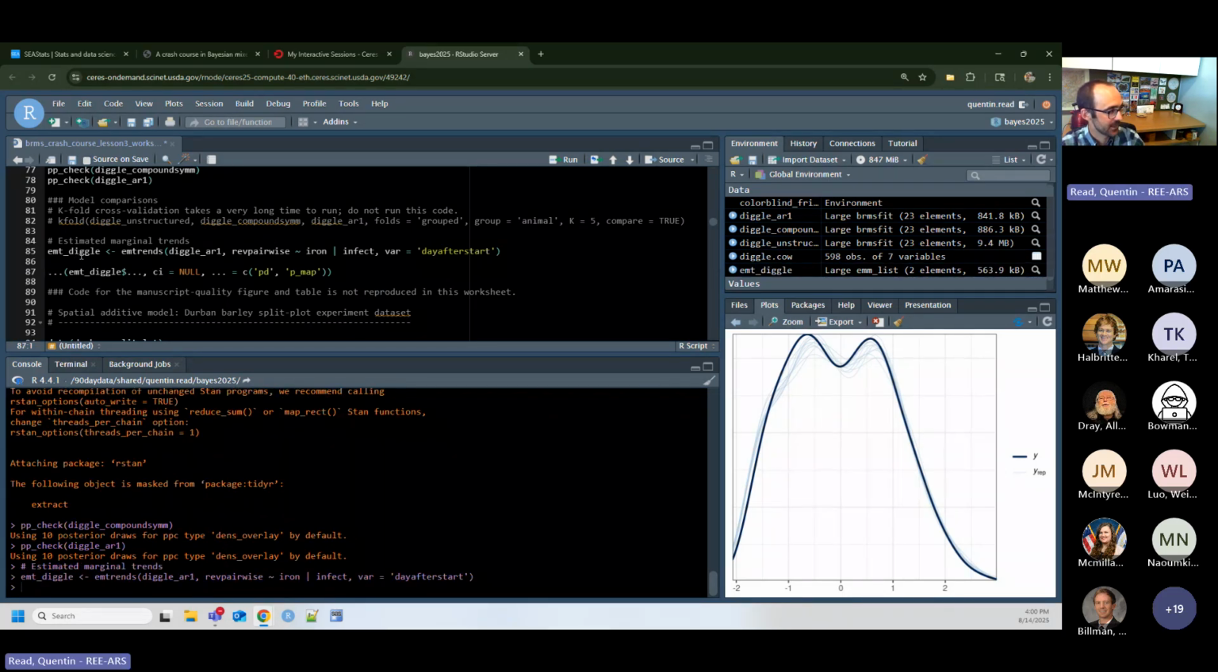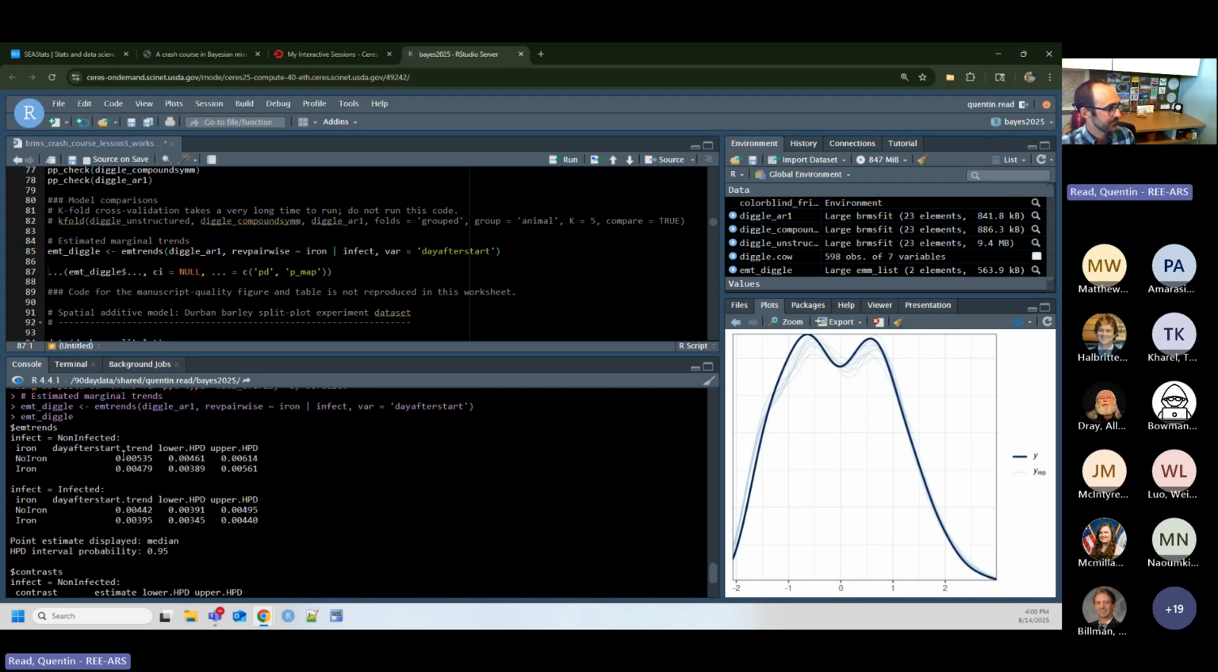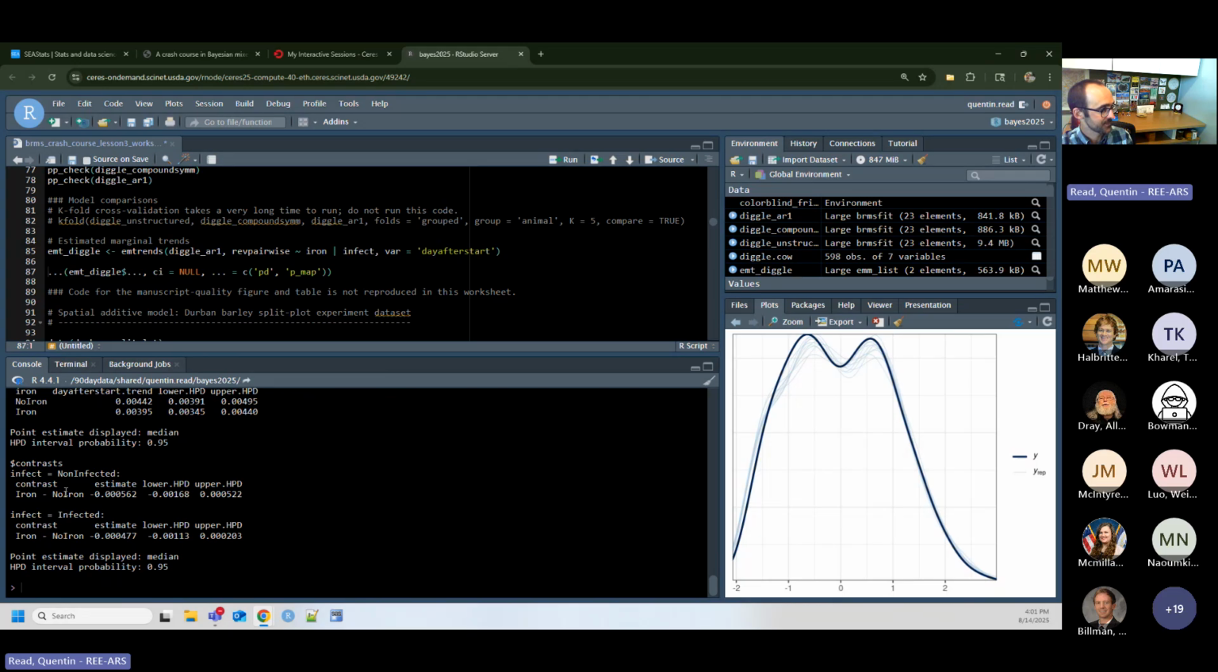EMT underscore Diggle is what I called this. Diggle is the name of the author of the data set. If you look at this, EMT underscore Diggle, estimated marginal trends, if you go up to the top, this is the trend of how much weight gained per day in standard deviation units for cows that were not infected, that did not get iron supplement, and its credible interval. And the same for all the other combinations. Then the contrasts are the difference in weight gain rate between iron and no iron for non-infected cows and for infected cows. We can see the estimate.